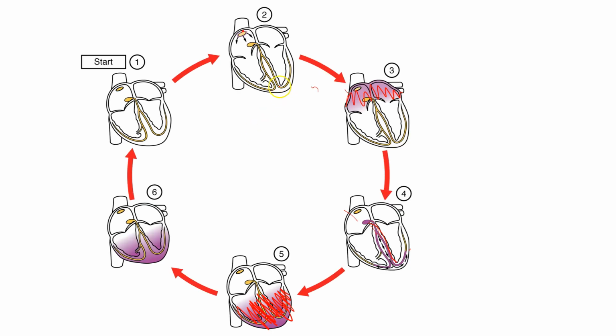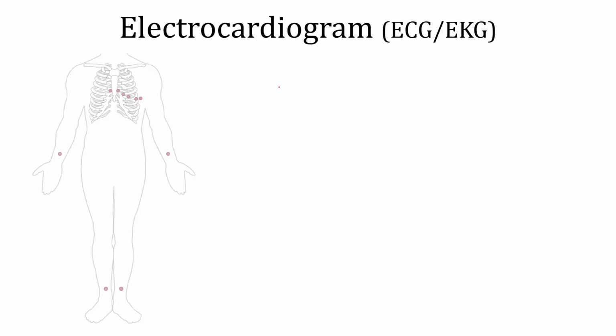All right, now we can observe some of these events that are happening because it involves lots of changes in voltage. And so if we have a piece of equipment that can monitor voltage changes happening in the heart, we can use it to study if all of these events are occurring as they should. This is called an ECG or an EKG. EKG is the German spelling of it. ECG is the English spelling of it. It stands for electrocardiogram.